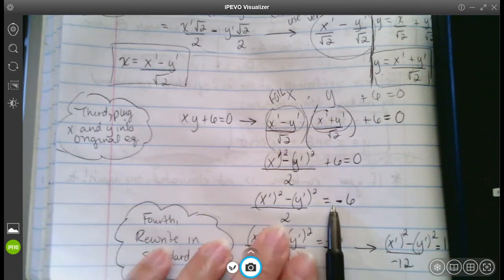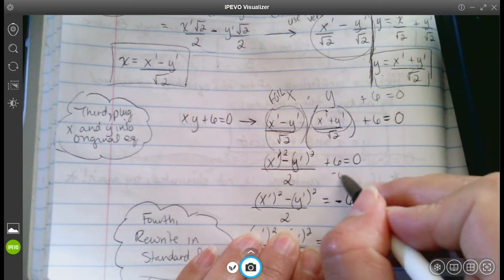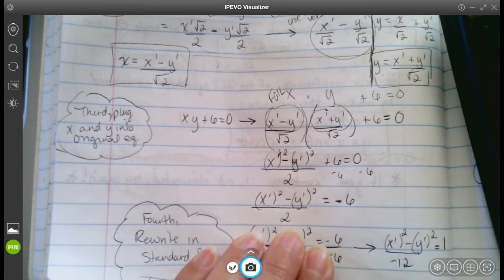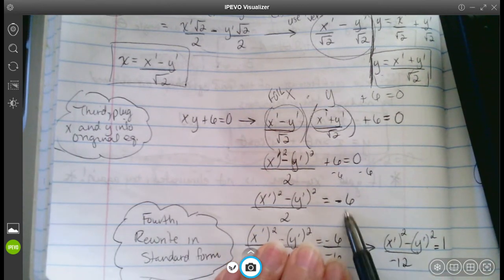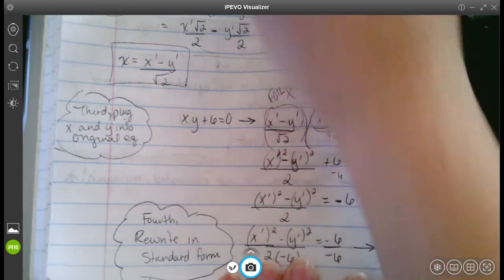So I move the 6 over, okay? So subtract 6 from both sides. If you want, I can do that right here. And we're left with this, and it's still not quite in standard form because standard form has a 1 over here. So you'll see here for the fourth part, I want to rewrite this in standard form.